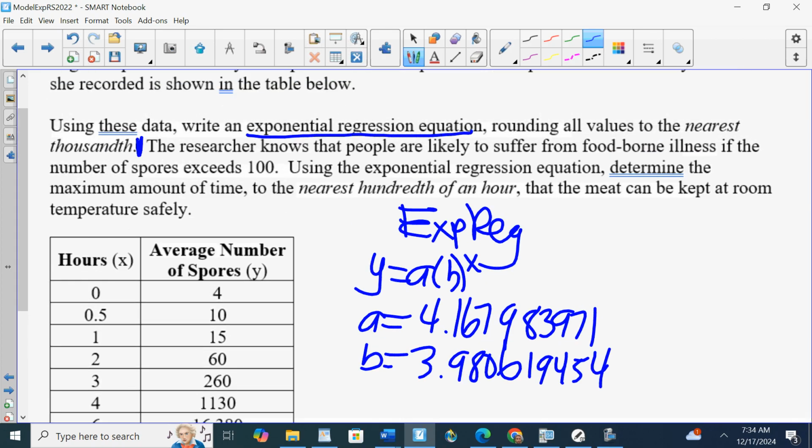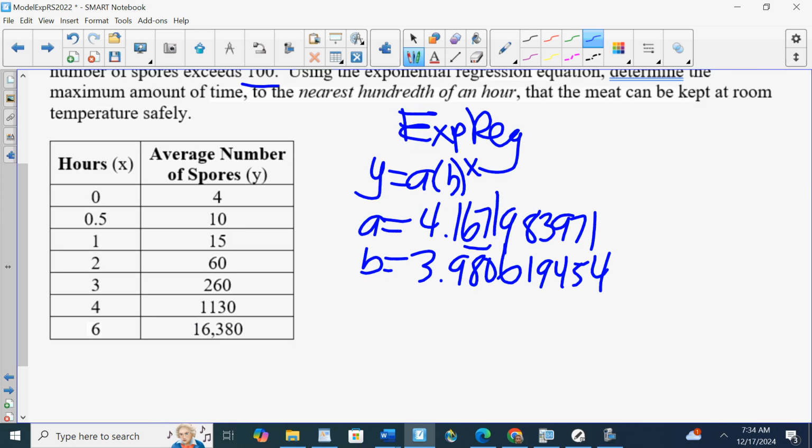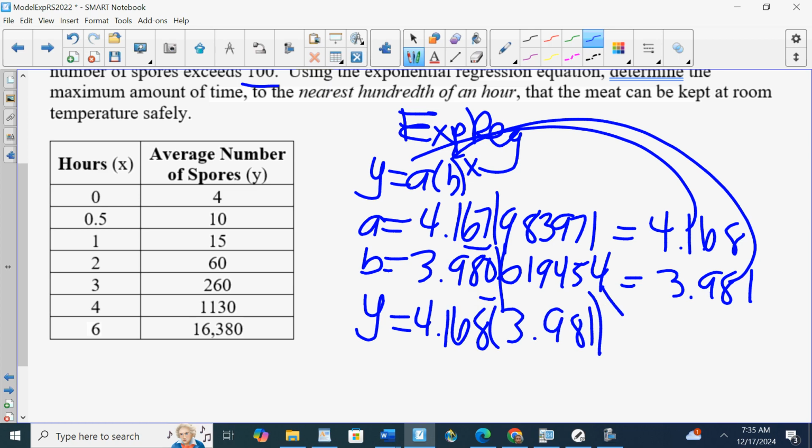The first question ends right here. Nothing past that matters. This 100 means nothing right now. Right now, the question ends right here, to the nearest thousandth. That's 3 decimal places, so we round each of them to the nearest thousandth. So A would be 4.168 and B would be 3.981. So now I substitute these values into the formula that they're giving you. Y equals 4.168 times 3.981 to the power of x.